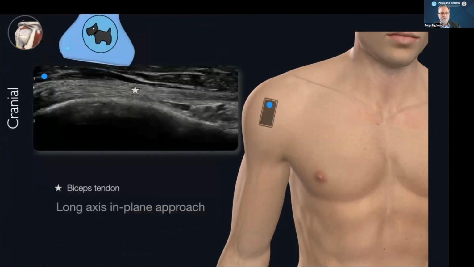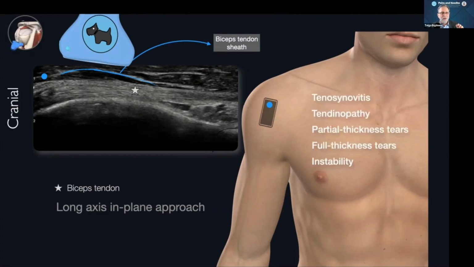When you turn your transducer 90 degrees, you can see the bicipital tendon in a long axis view. The sonogram shows the fluid and synovial thickening surrounding the bicipital tendon sheath. You can do this procedure with a long axis view and in-plane approach like this. You can see in the slide the transducer position and the patient position. This is a long axis in-plane approach for bicipital tendon peritendinous injection.